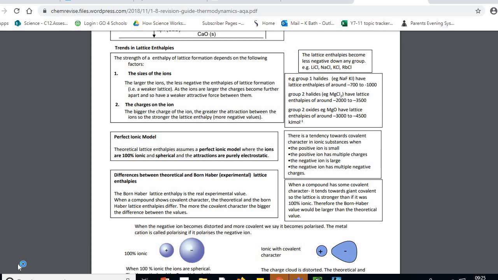Now, what we're going to have a look at is something called trends in lattice enthalpies. We are looking at how some of these ionic lattice enthalpies have some covalent nature to them. Now, that means that some of these tend to not be perfect ionic models, and there tends to be a bit of a distortion about the properties of them.